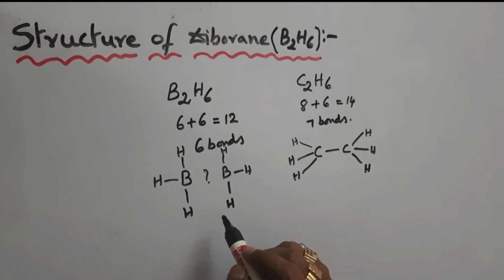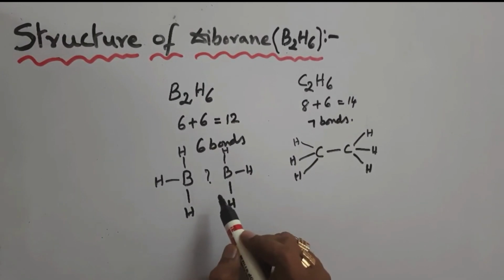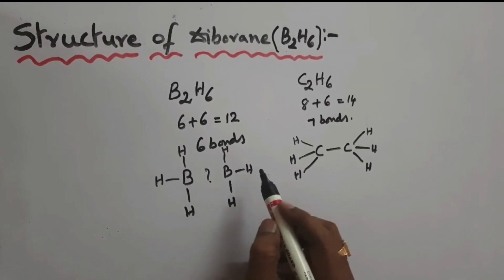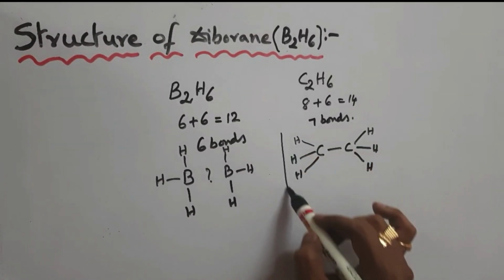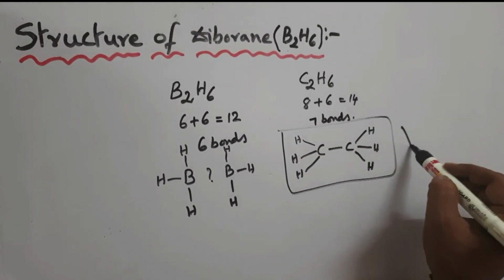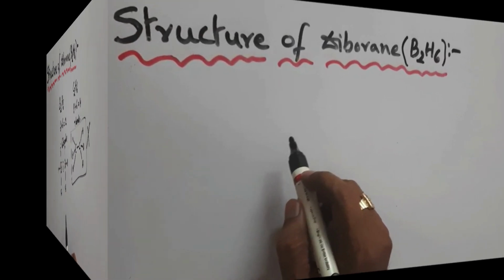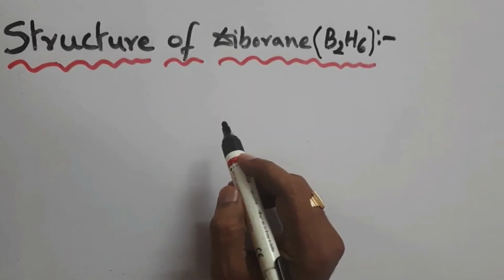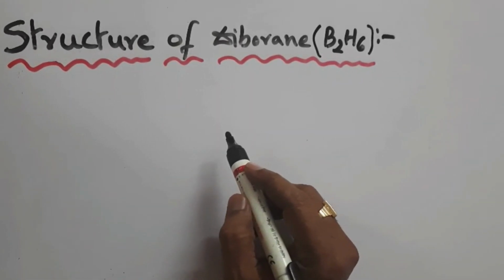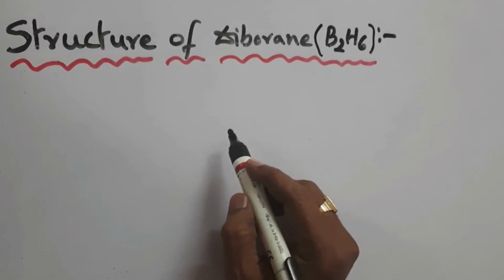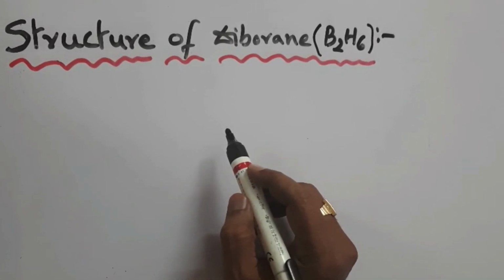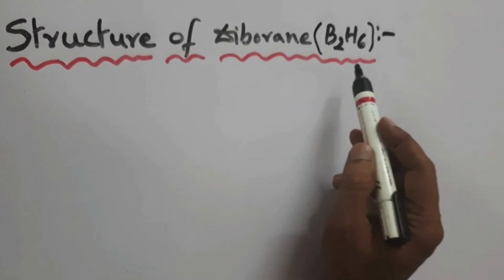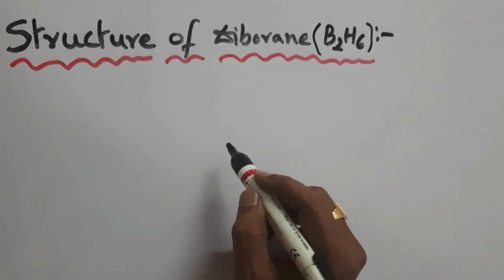This is the scenario. So we don't have electrons for bonding between the 2 boron atoms. Therefore, a similar structure as that of ethane is ruled out. When we further explore the structure of diborane by experimental methods, namely XRD studies and NMR spectroscopic studies, we came to know that there are 2 types of hydrogens in diborane.